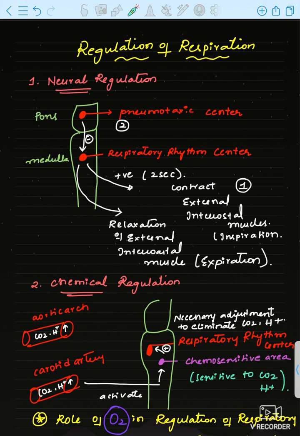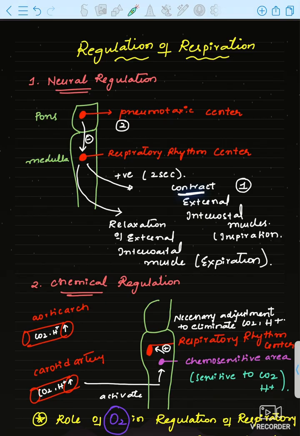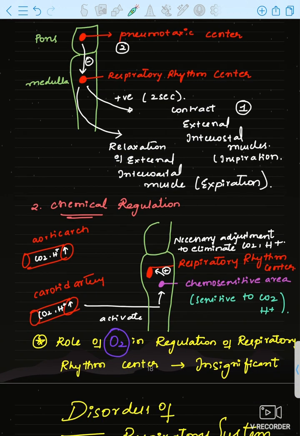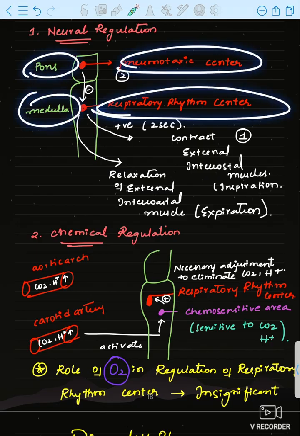Now there should be some negative impact on the respiratory rhythm center, so that it is inhibited and expiration also starts, that means relaxation of the external intercostal muscle should start. That is why the pneumotaxic center is present in the pons region. This pneumotaxic center will give a negative signal, so the contraction of the external intercostal muscle stops. Now relaxation occurs and expiration occurs. This is neural regulation: respiratory rhythm center in the medulla and pneumotaxic center in the pons.